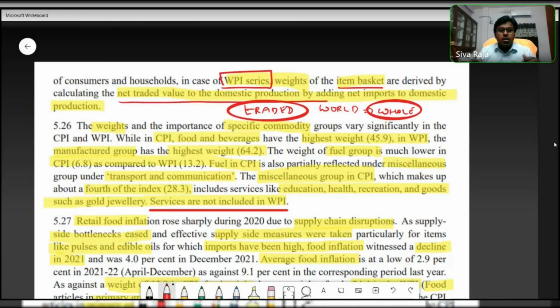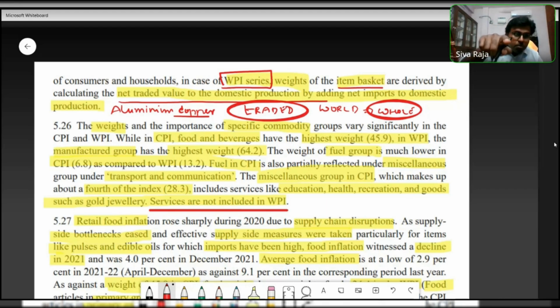Let us assume aluminium, copper. Will you go into the shop and say, give me some copper? No. You will say, give me some utensil. But you will not say, give me some copper. But if you go into the world, aluminium, copper, everything will be traded. Something has to look into all those things also.